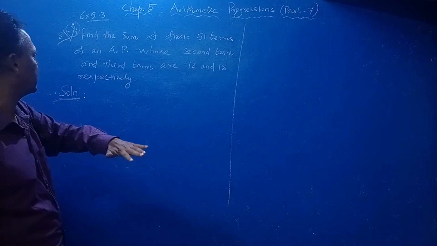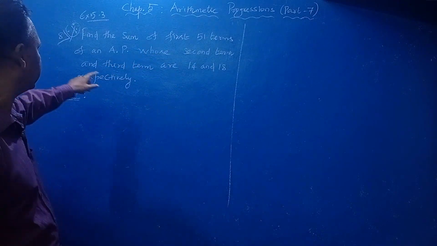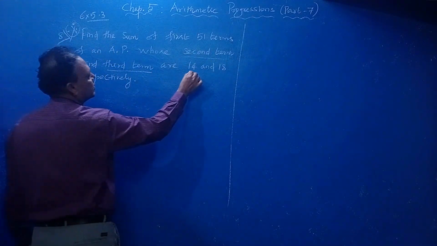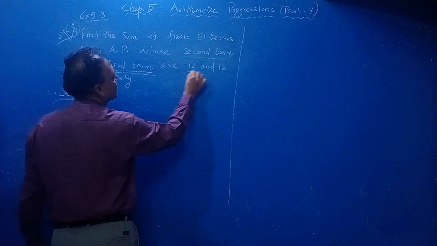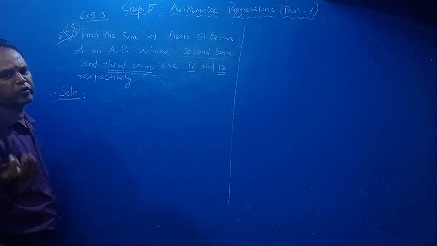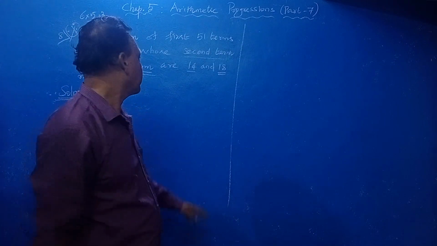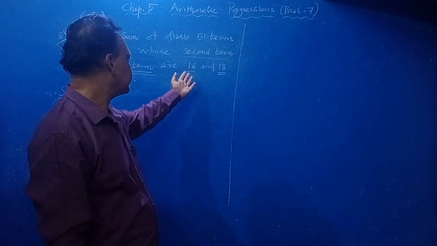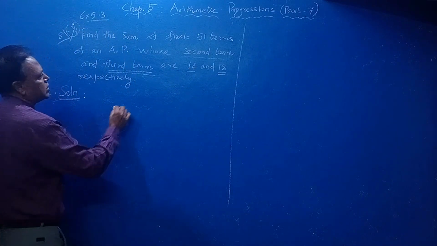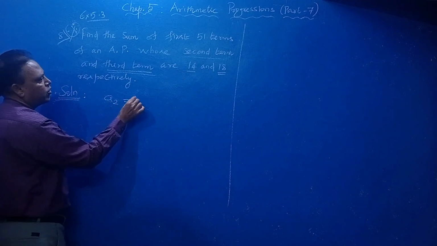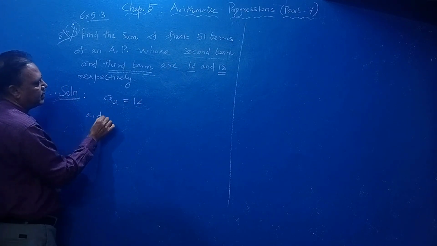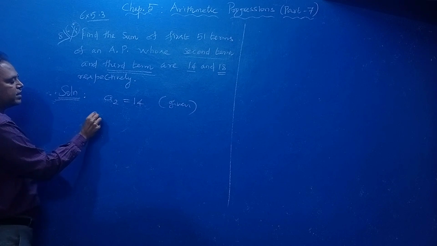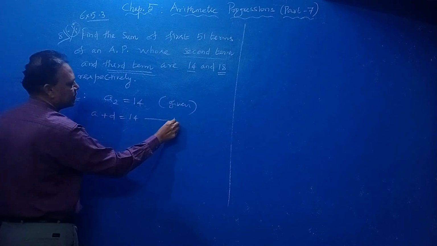Find the sum of first 51 terms of an AP whose second term and third term are given. So when they give second term and third term, clear? Easily you can find out A and D value. If you get this form, you will get two equations. How to solve means you can find out A and D value. First, second term is A2. A2 equal to 14 given. That means A plus D equal to 14. This is equation number 1.